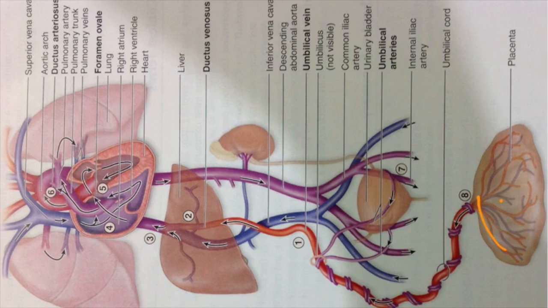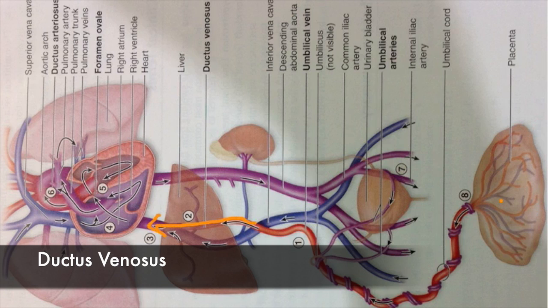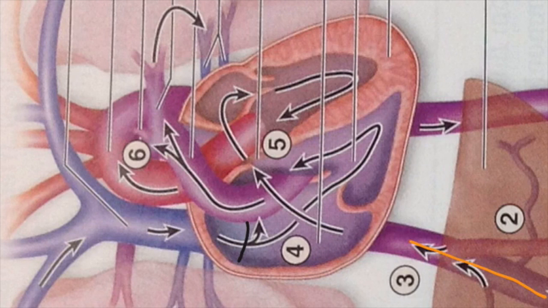Oxygenated blood from the placenta enters the body of the fetus through the umbilical vein. The blood from the umbilical vein is shunted away from the liver and directly toward the inferior vena cava through the ductus venosus. Blood from the superior and inferior vena cava empties into the right atrium.